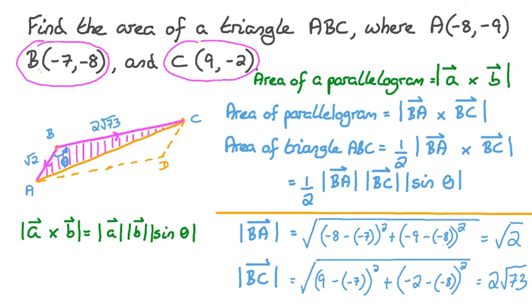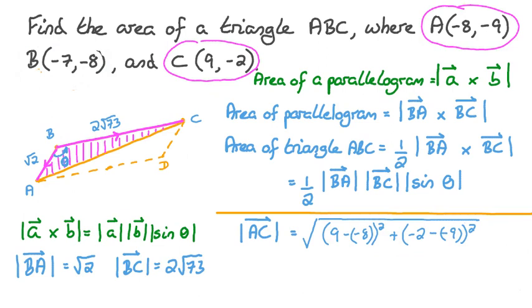In order to calculate the angle theta in our triangle, we will firstly need to calculate the length of AC and then use the cosine rule. The length of AC is equal to the magnitude of vector AC, and this is equal to the square root of (9 minus -8) all squared plus (-2 minus -9) all squared. This is equal to the square root of 338, which is equal to 13 root 2.